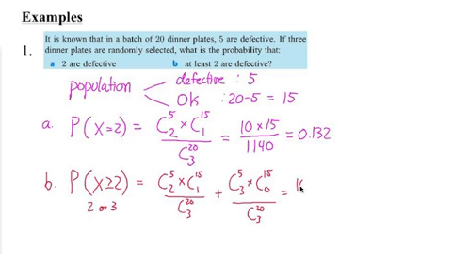If I do the math here, I'm going to get 10 times 15 over 1,140 plus 10 times 1 over 1,140. And this is going to give me a probability of 0.140. Again, we'll practice more of these in class tomorrow.